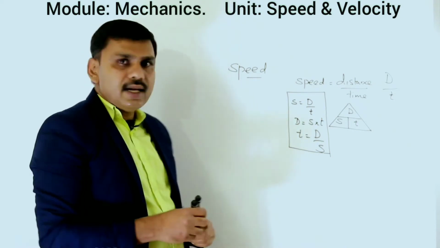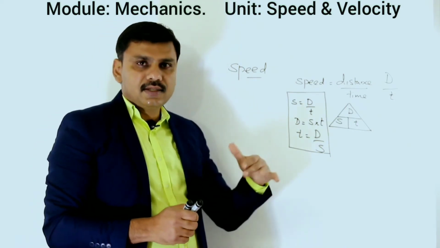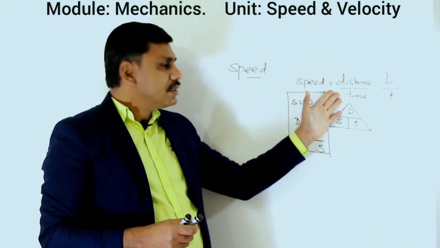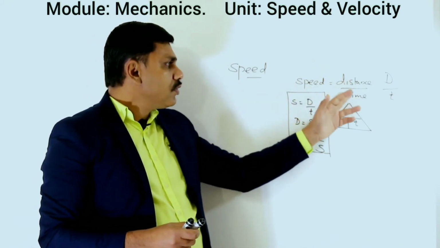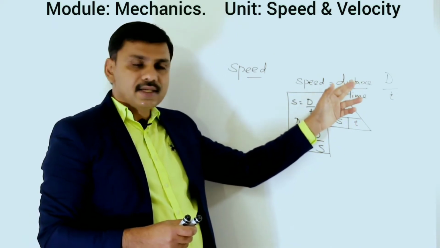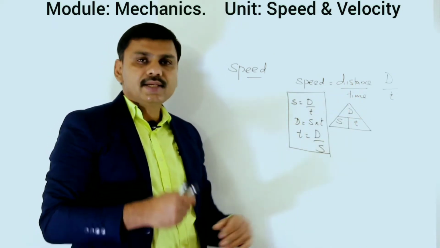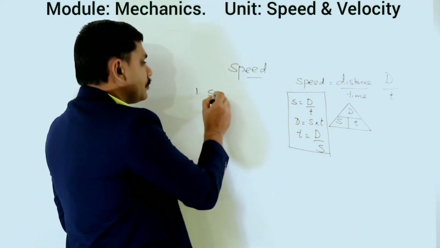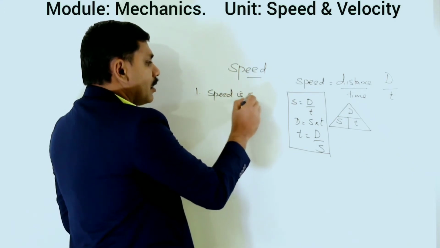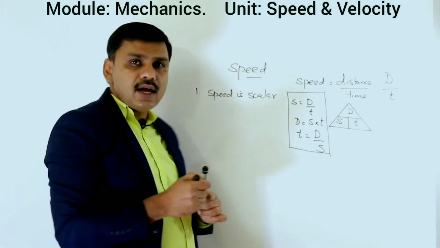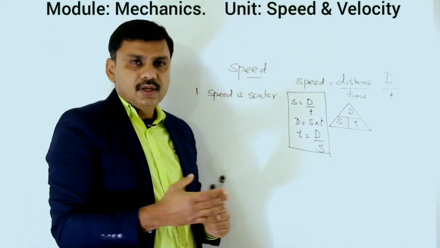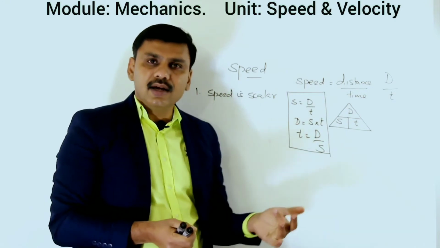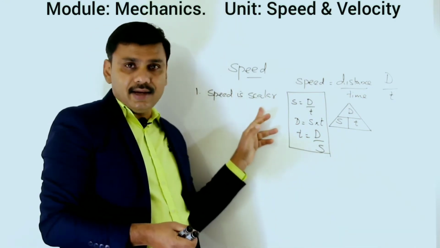Then is it a scalar or vector quantity? From the equation you can clearly see speed is the ratio of distance and time. Distance is a scalar quantity, time is also a scalar quantity. So speed is a scalar quantity. Speed is scalar because speed is derived from two scalars, distance and time.